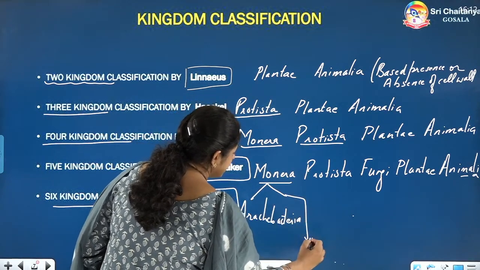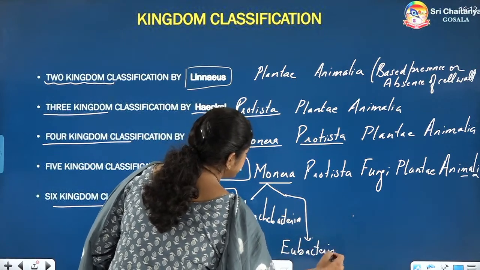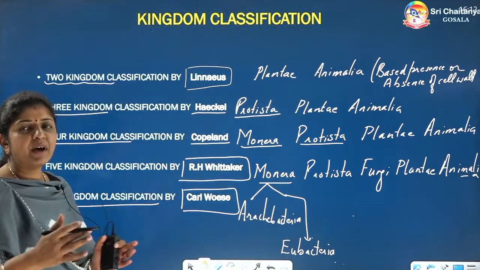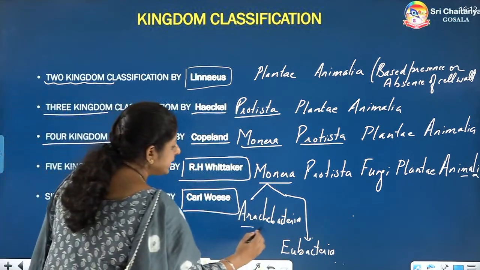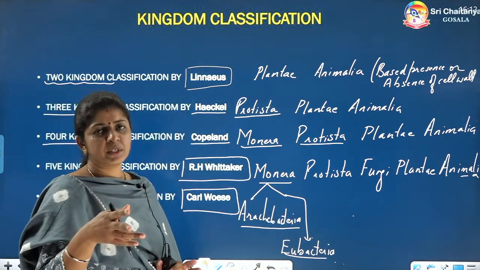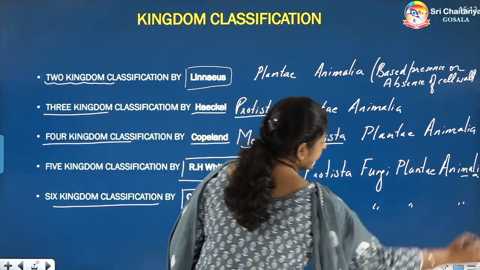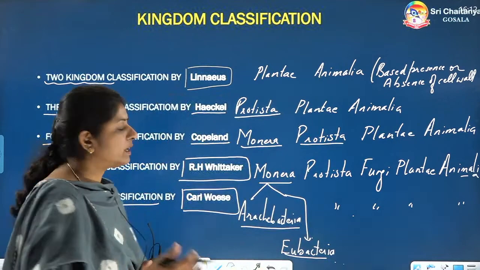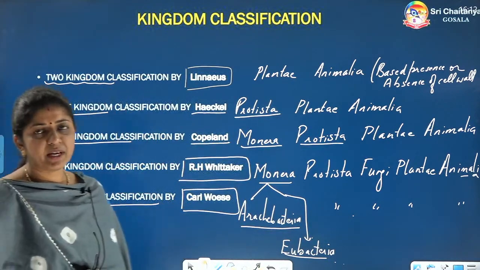Next is the Eubacteria, right? We will discuss Monera classified under various subgroups, but under the 6 kingdom classification they separated Archaebacteria and Eubacteria and created 2 different kingdoms. Rest all will be the same: Protista, Fungi, Plantae and Animalia. So total how many kingdoms were given by Carl Woese? The 6 kingdom classification was given by that, right?